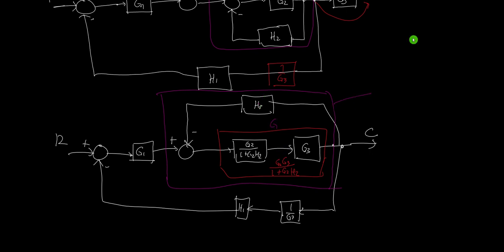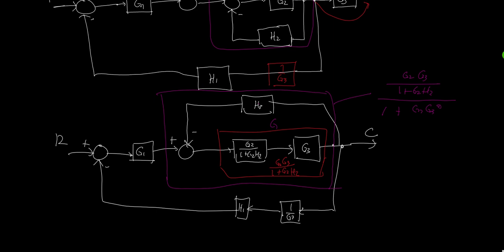So this purple one will be equal to G. What is G? G2, G3 all over 1 plus G2H2. That's our G all over 1. This is minus, so it should be plus G times H. This is our G, G2, G3 over 1 plus G2H2, and our H is H3.